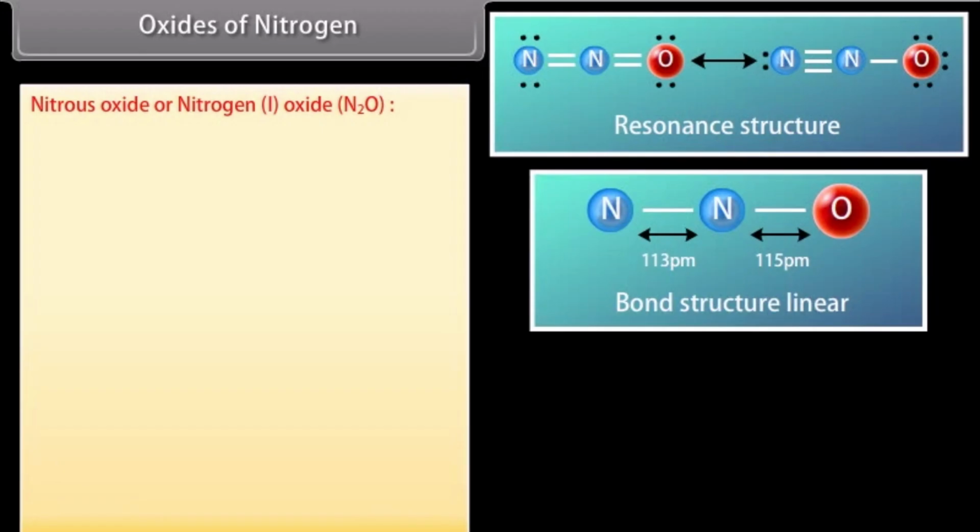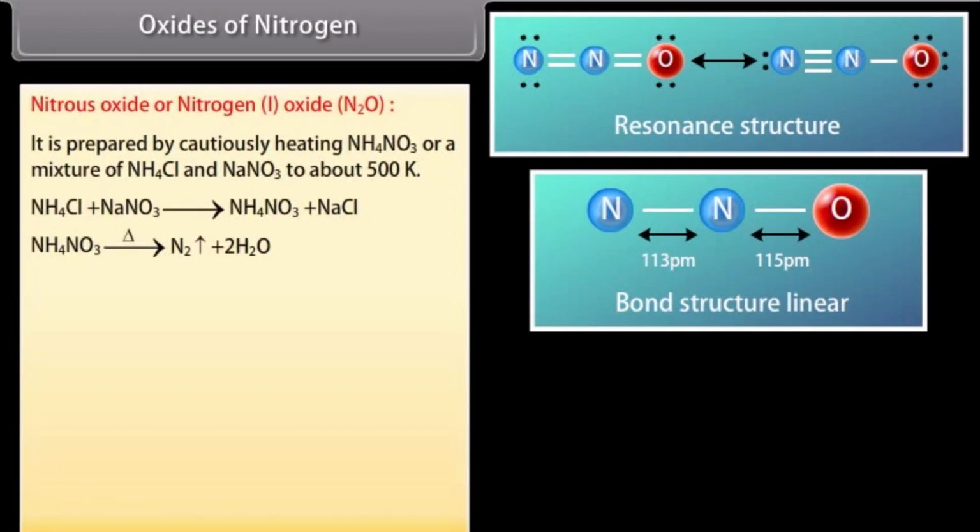Oxides of nitrogen. Nitrogen forms a number of oxides in different oxidation states. Nitrous oxide, or nitrogen(I) oxide, is prepared by cautiously heating NH4NO3 or a mixture of NH4Cl and NaNO3 to about 500 Kelvin.